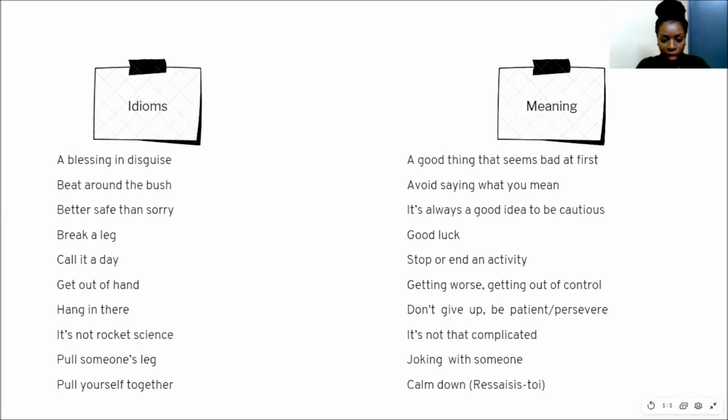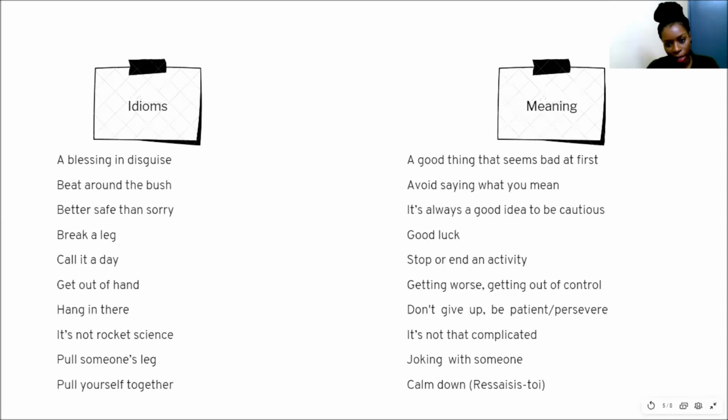It's not rocket science. People say that something is not rocket science when it's not complicated. Like, you can do this by yourself. I mean, it's not rocket science. That's an example. It's not complicated. It's not that hard. You don't need to be smart to do it. It's something anybody can do. It's not rocket science.